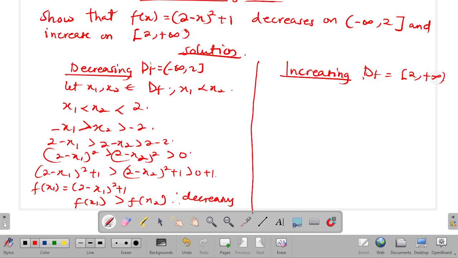For the increasing, you have a different domain, and we still hold the assumption that x1 is less than x2. We are just trying to create this for you to appreciate the fact that the function will be increasing and will be decreasing over an interval.